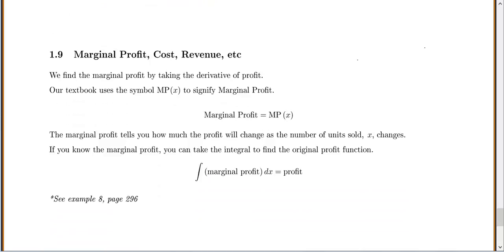And then also, if we want to do a business example, we can do marginal profit, cost, revenue, etc. So we find the marginal profit by taking the derivative of profit. Our textbook, at least in this chapter, is going to use the symbol MP of x to signify marginal profit. The marginal profit tells you how our profit changes as our number of units sold changes. Or in other words, remember, your derivative always tells you a rate of change. But that was before, when we did derivatives. Now, what if we start with the marginal profit? So we start with the derivative. You can then take the integral to find your original profit function. Or in other words, you can take the integral of the marginal profit and get back to profit.